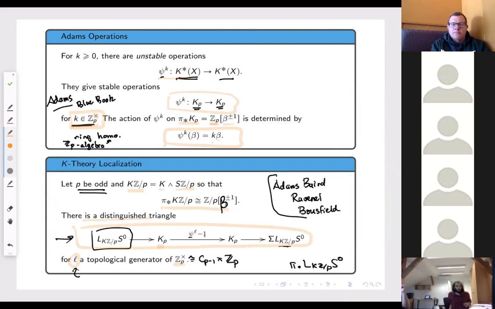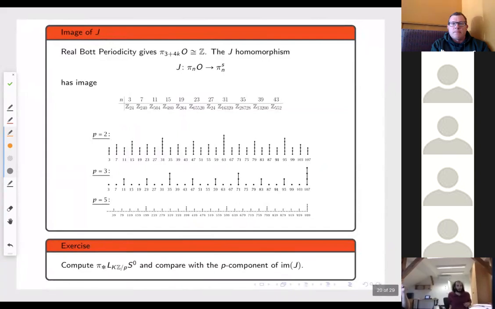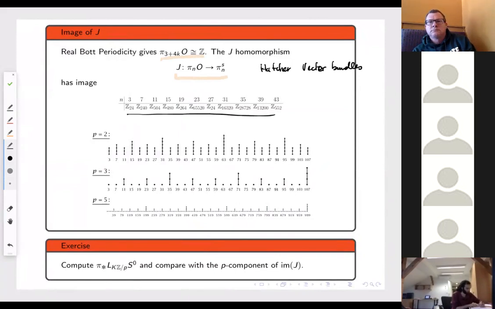All right, so what is that? That's related to something that you might know. So it's related to the image of J. So by Bott periodicity, the homotopy groups of the union of all the orthogonal groups is just a Z in degrees 3 mod 4. And there's a homomorphism, so you can read about this in a lot of places, but in Hatcher's vector bundles notes, for example. Okay. And if you look at the image in these degrees, these groups look nasty, but if you just look at the p components, so the p-order subgroup of all of these abelian groups, then things look a lot nicer.